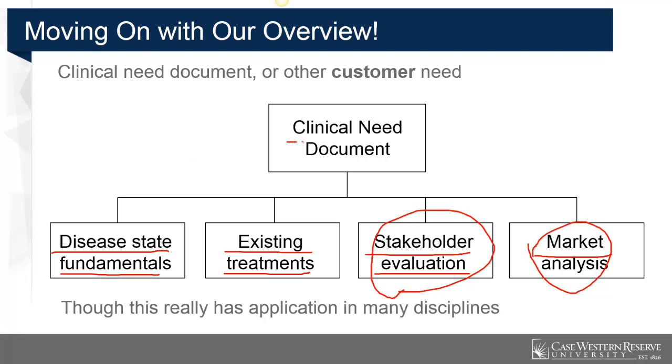So the clinical need document is decomposed again into four parts: understanding the disease state fundamentals, looking at existing treatments, performing a stakeholder evaluation, and a market analysis. I don't think there's anything too mystical or strange about this. This probably has application in many, many different disciplines. So even if you're not interested in biodesign, which I hope you are, the talent in assessing these four components and integrating them into a clinical need document is a pretty useful skill to have. I think you'd agree.